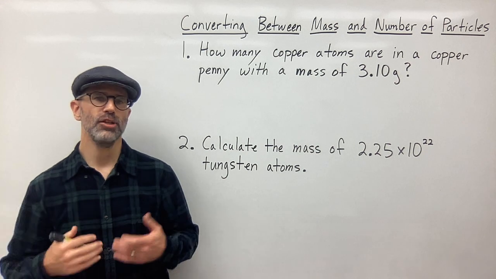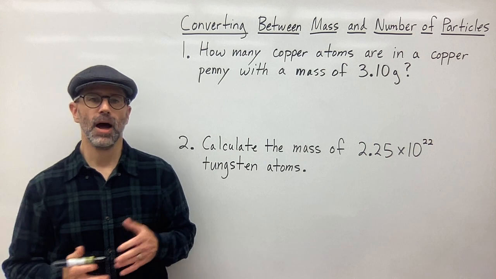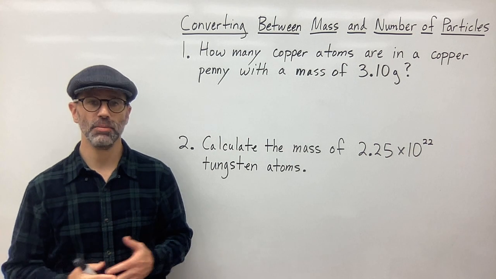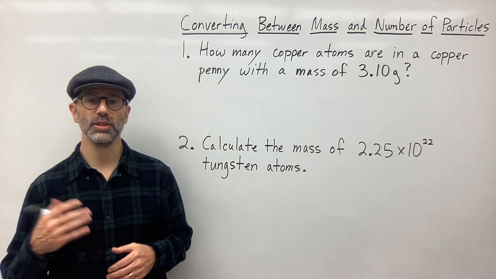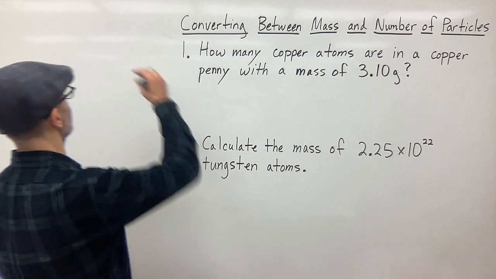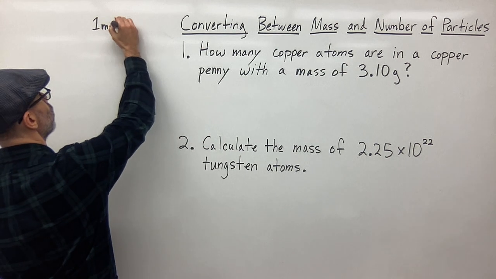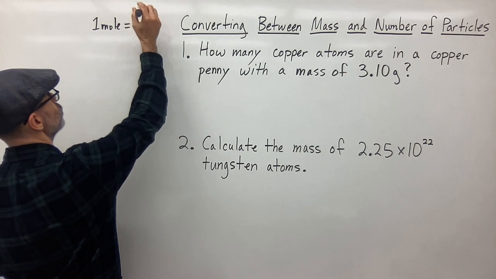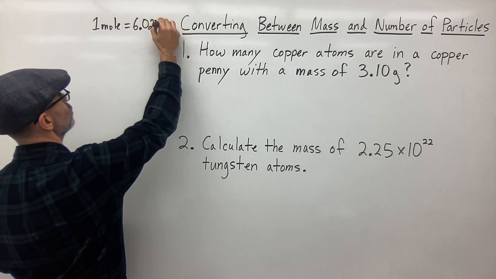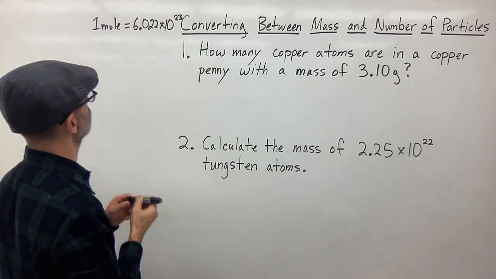When you're trying to convert between mass and number of particles, one of the conversion factors that we're going to need is Avogadro's number, or 1 mole is equal to 6.022 times 10 to the 23rd. So I'm going to write that up here. 1 mole is equal to 6.022 times 10 to the 23rd.